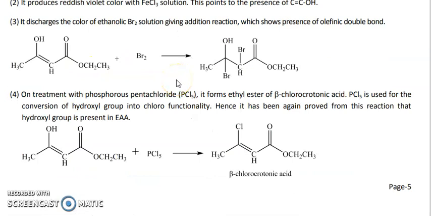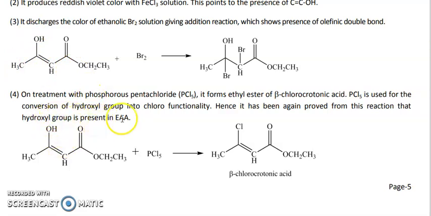Third evidence for the enol form of ethyl acetoacetate is this reaction. It discharges the color of ethanolic Br2 solution, giving an addition reaction, which shows the presence of an olefinic double bond. You can see here, this Br2 is added and this double bond breaks into a single bond and a dibromo substituted product is obtained. This indicates the presence of this double bond, meaning the enol form of ethyl acetoacetate.